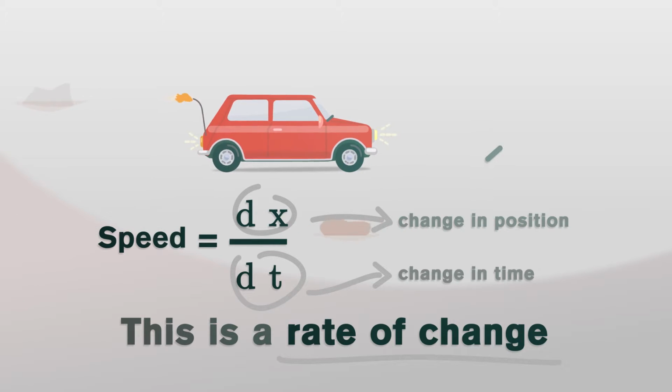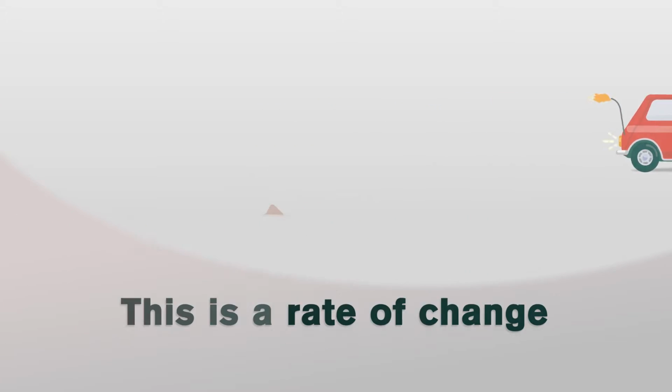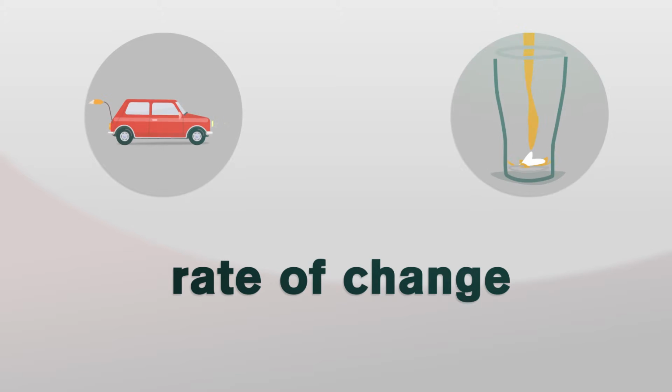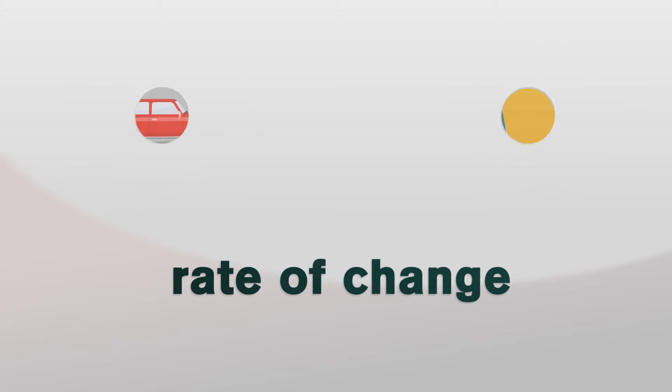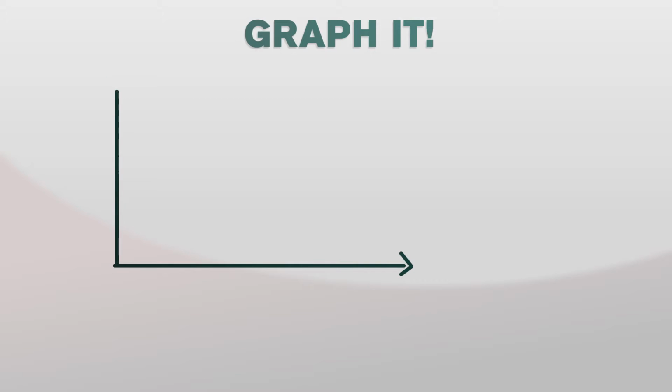Rates of change are all around us. Anytime we compare two values and see how they change together, we are looking at a rate of change. How much fuel does my car consume to drive 100 kilometres? That's measuring a change in fuel against a change in position. How long until my beer is cold? That's measuring a change in temperature against a change in time. You get the idea. Going back to the car problem, let's look at a graph of it.